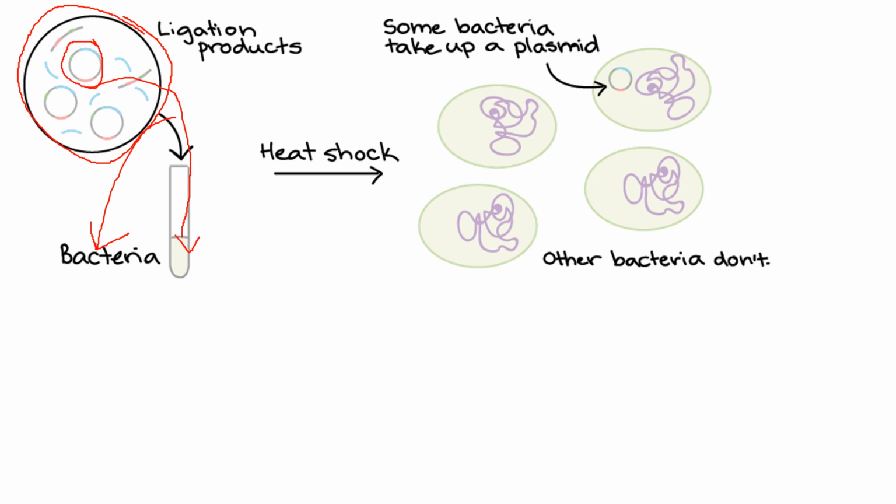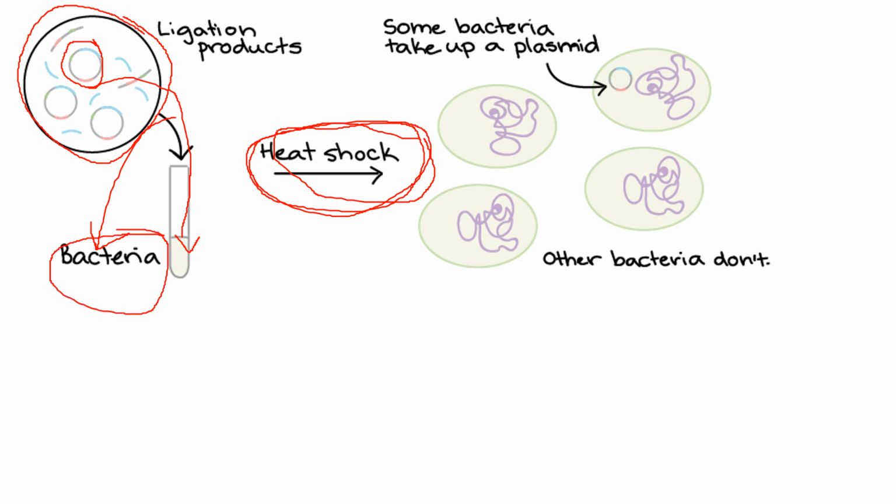After they are added to this bacteria-containing solution, the solution is heated. So there's heat shock. Heating is believed to increase the fluidity or the porosity of either the cell wall or the plasma membranes of these bacteria, such that it encourages uptake of these plasmids.